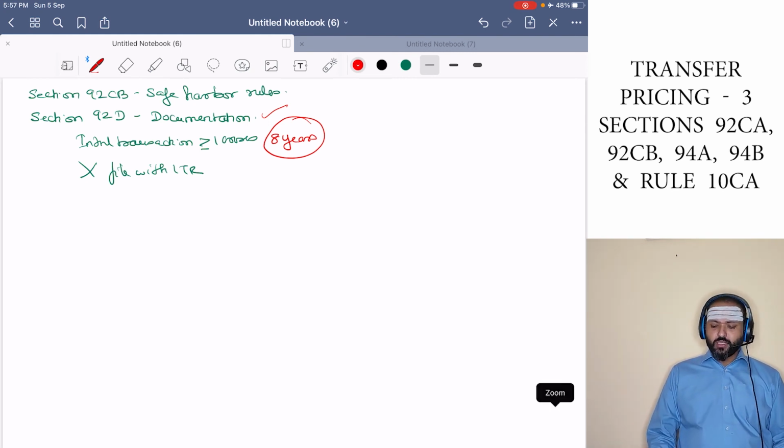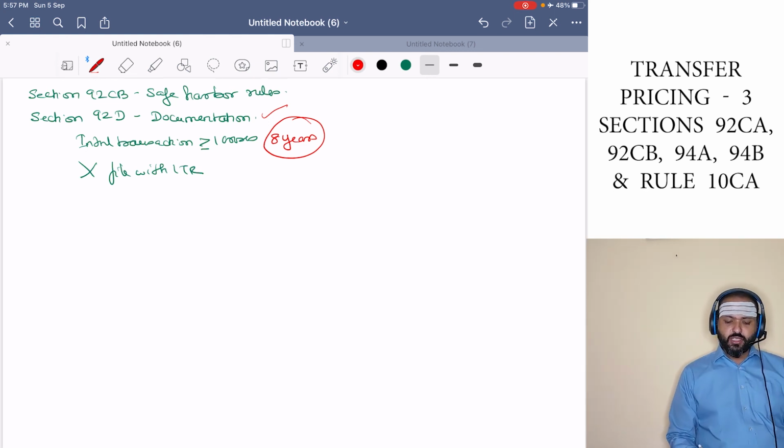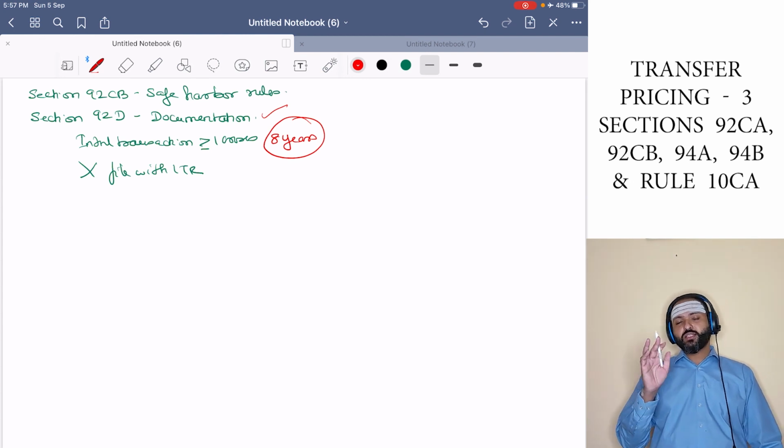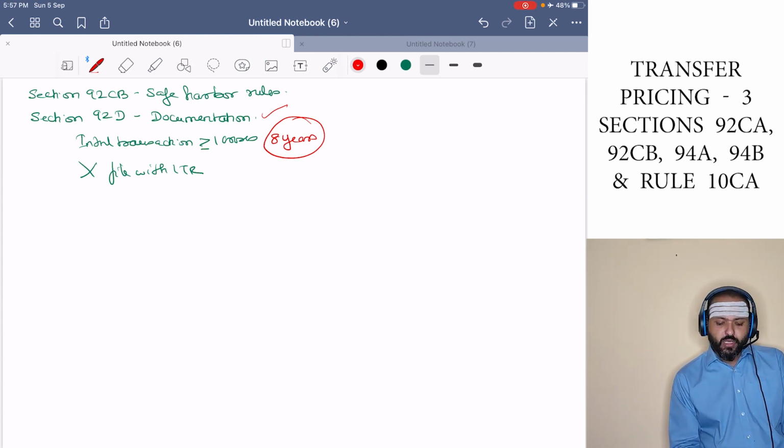Okay, so we have seen a reasonable amount of portion here. Now let us move on to the next section. So this is all about 92D. When we discuss master documentation and CBCR, we will know more details with respect to the documentation to be maintained.